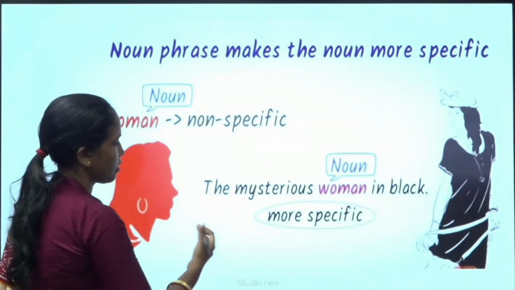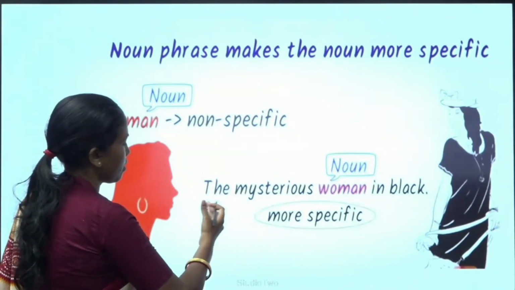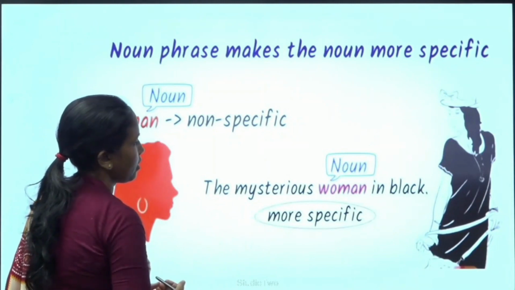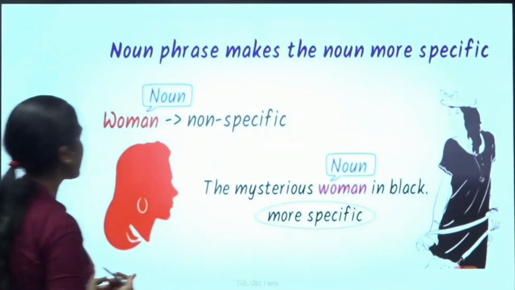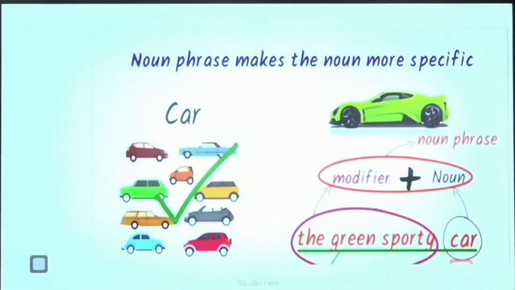Okay, because of this phrase, the noun is becoming more specific. The noun phrase makes the noun more specific. The same example I give you here: a noun phrase makes the noun more specific.